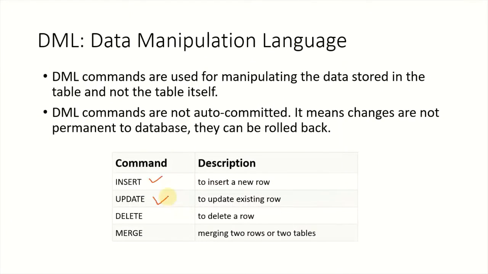Update is used to update an existing record. It can be a row in a table. Then we can delete a record in a table by using the delete query. Then the last one is merge. Merge can be used to merge two rows or two tables in a database.